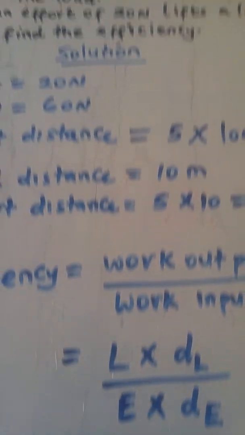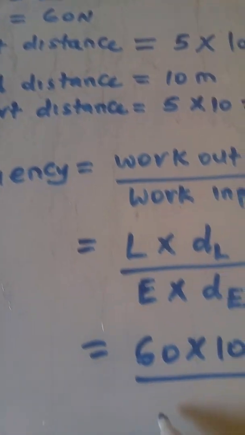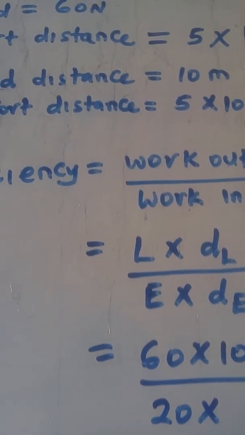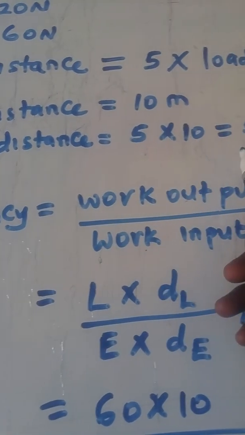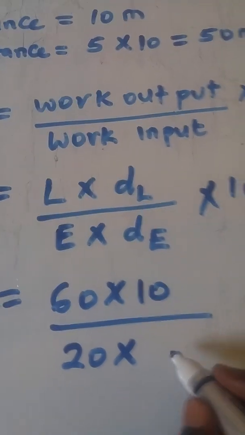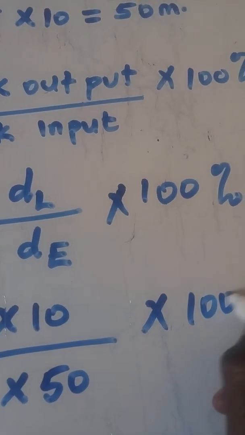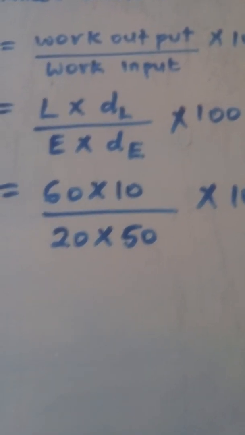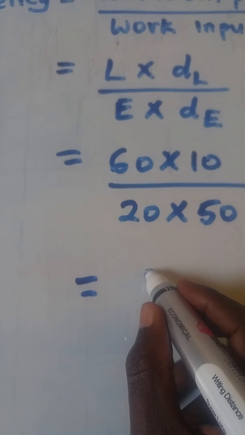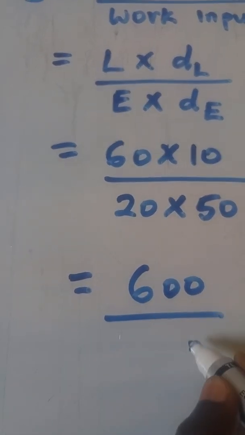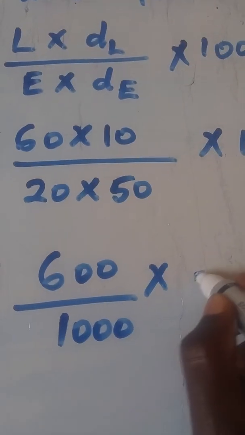Then the effort we were given was 20 newtons. So you write here 20. Multiply the distance moved by the effort. We say it is 5 times the 10 for the load. So it is 50 meters. So multiply here by 50. And then the formula says multiply everything by 100%. Now, if you do this calculation, you will get 60 times 10. The numerator will be 600. The denominator of 20 times 50 is 1000. Then you multiply by 100%.